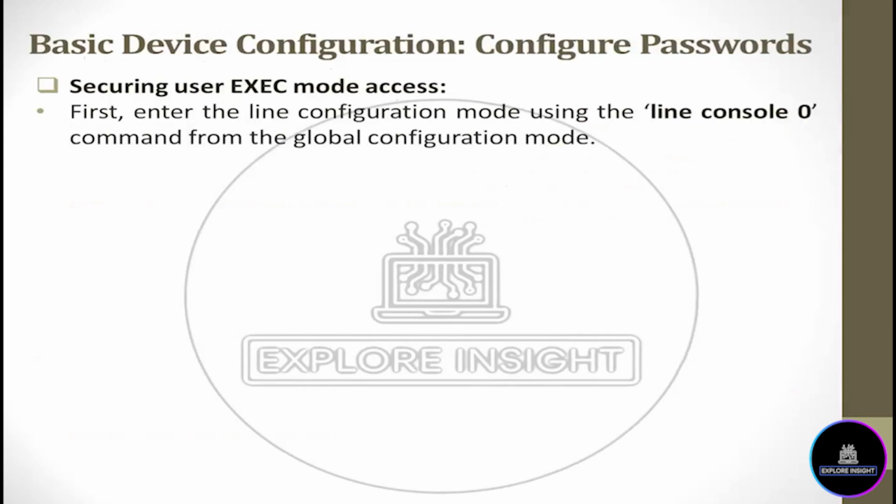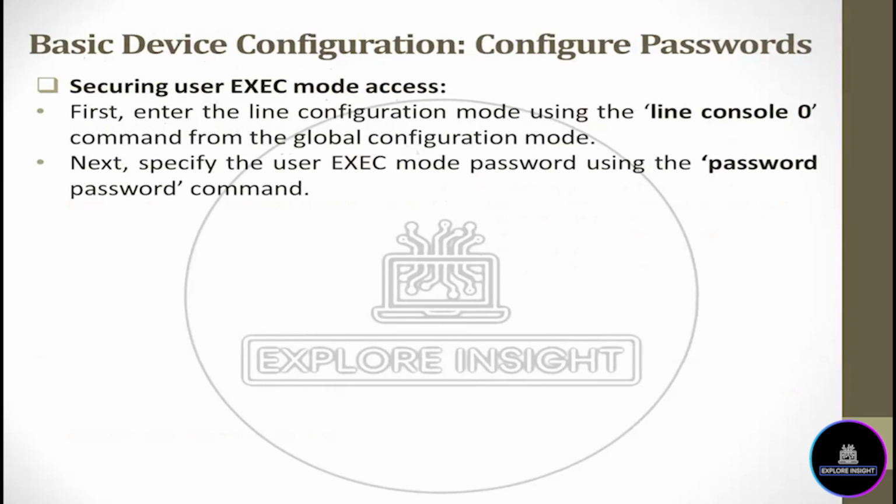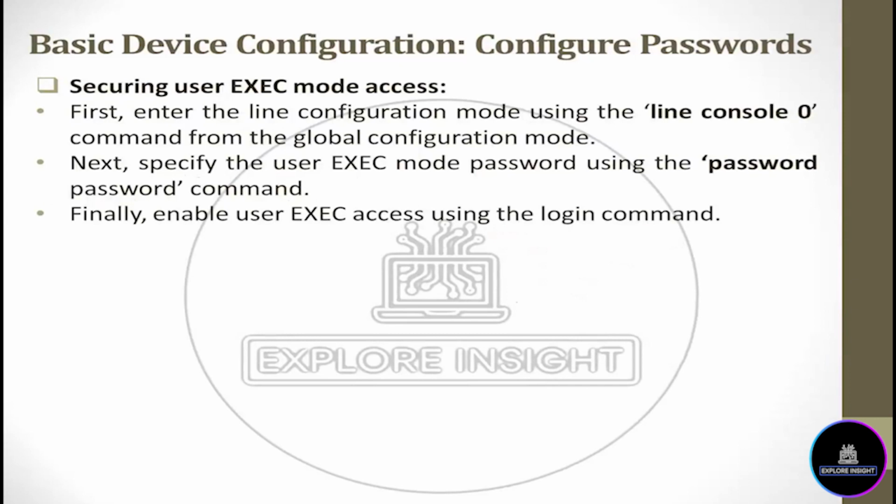First, we need to enter the line configuration mode using line console 0 from the global configuration mode. And once we are there, we are going to specify the user exec mode password using the password command. Take note, we are using the command here, password, but, not to cause any confusion, you can change this to the password you want to put. To better understand this, I'm going to give you a screenshot, so just stay tuned.